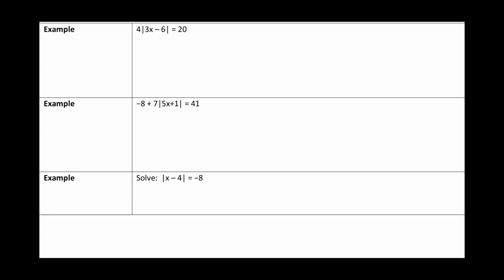Let's take a look at another example. If we want to isolate the absolute value, we're going to divide everything by 4 because the absolute value is being multiplied by 4. So we get the absolute value of 3x minus 6 equals 5. Here's what we do with this. This expression inside the absolute value equals 5, which means the distance from 0 is equal to 5. So 3x minus 6 can equal -5, or 3x minus 6 equals +5. So take the expression inside the absolute value, set it equal to negative and +5.